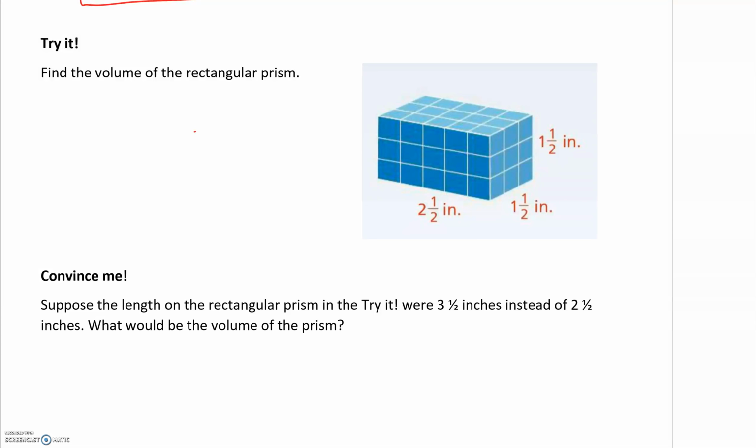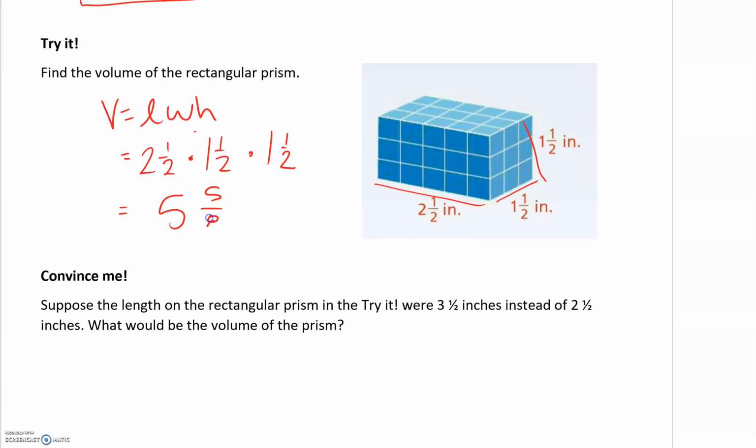Hopefully you paused your video, so now I can go over the answers with you. I want to write down my formula like I told you to. So length times width times height, and I want to use my 3 digits here. So 2.5 times 1.5 times 1.5 to get 5 5/8 inches cubed.